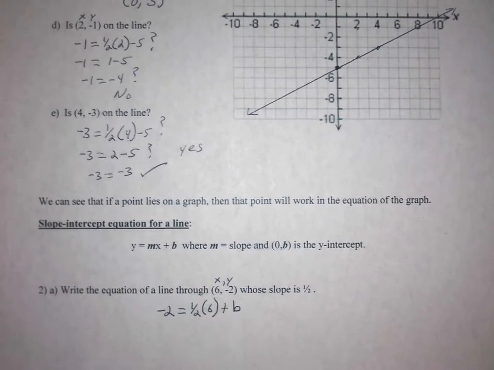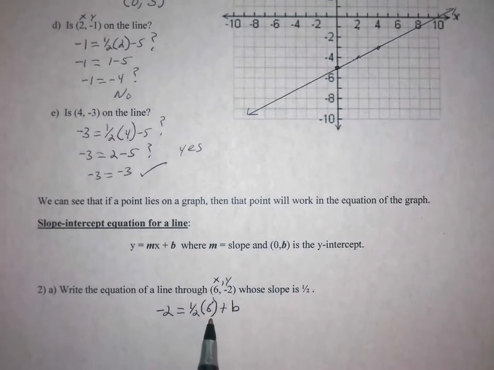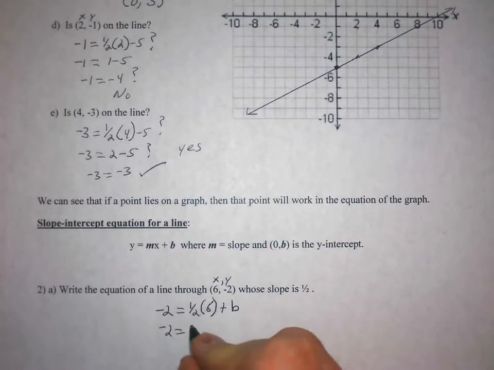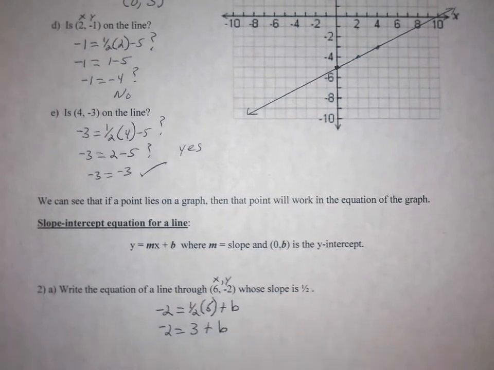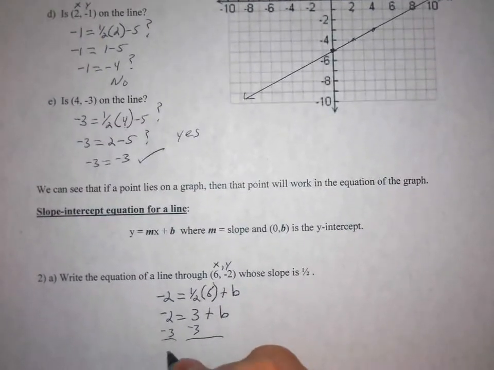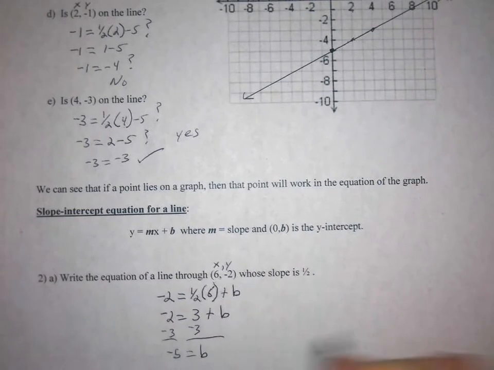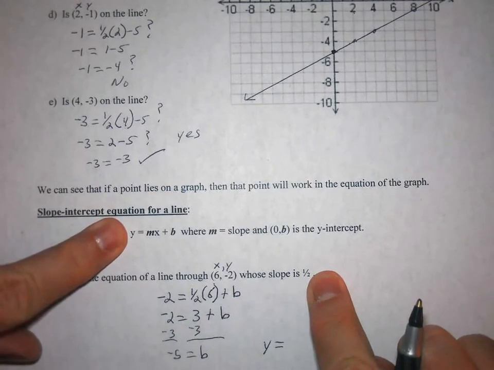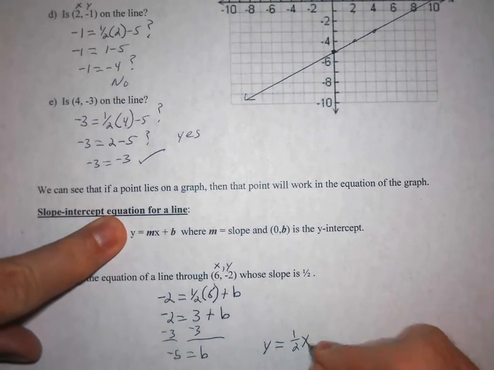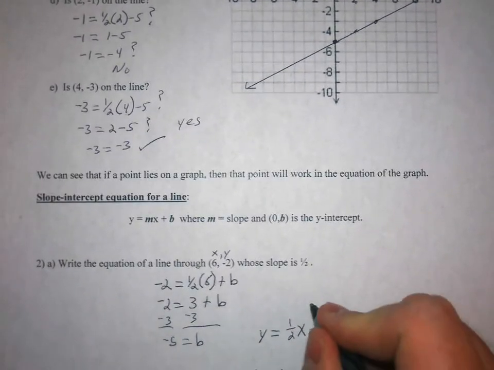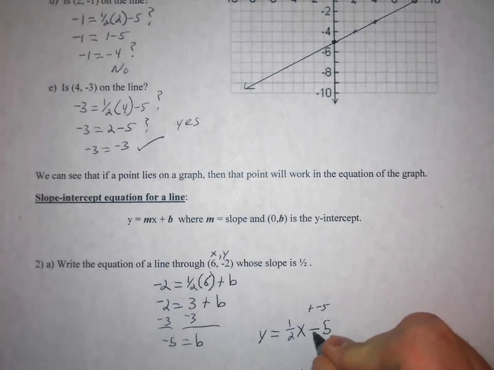If we go through and solve this, I know my 6's and b's look alike. I should have used different numbers. But -2 equals 1/2 times 6 plus b. So -2, half of 6 will be 3, and then plus b. If we subtract 3 from each side, we'll end up with -5 equals b. So the equation of our line is y equals, remember mx plus b, they told us the slope was 1/2, times x, and then plus b is really plus -5, but instead of saying plus -5, we're just going to say -5.